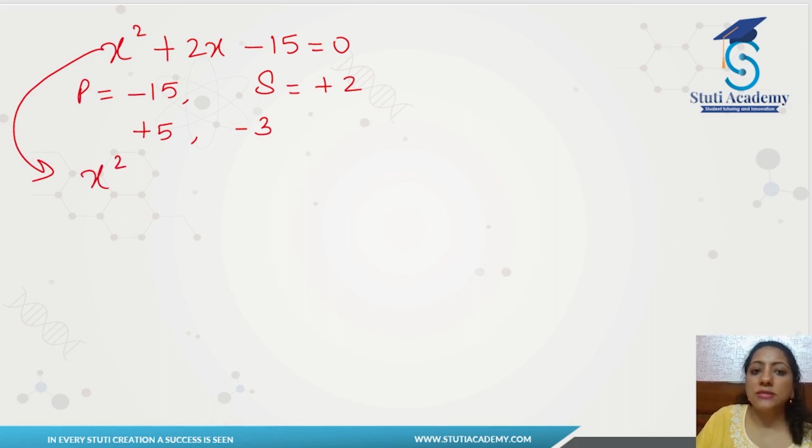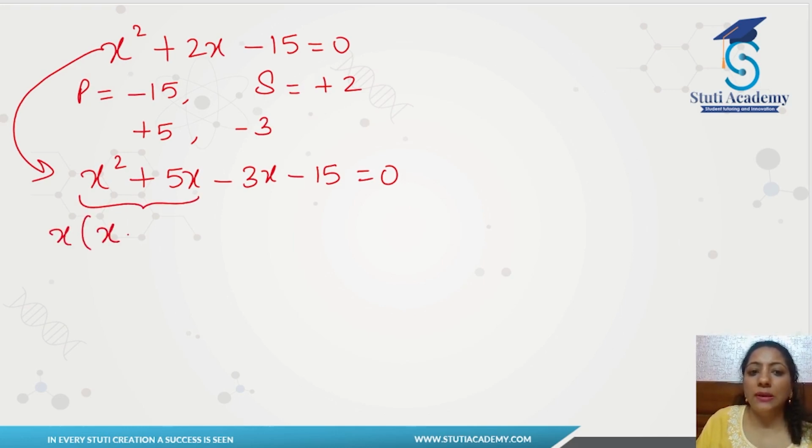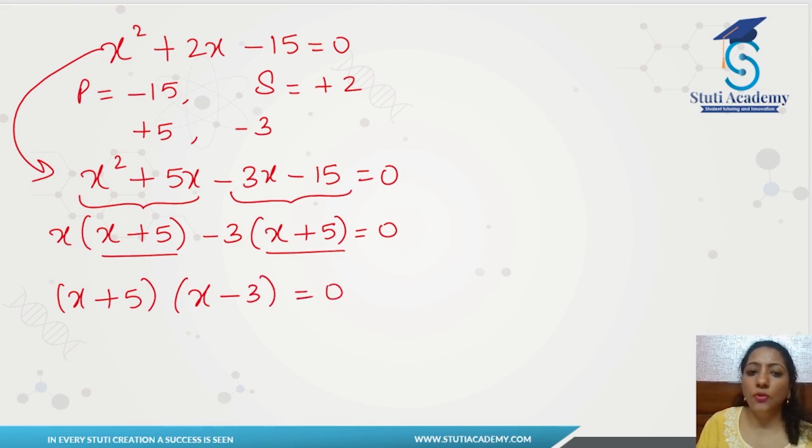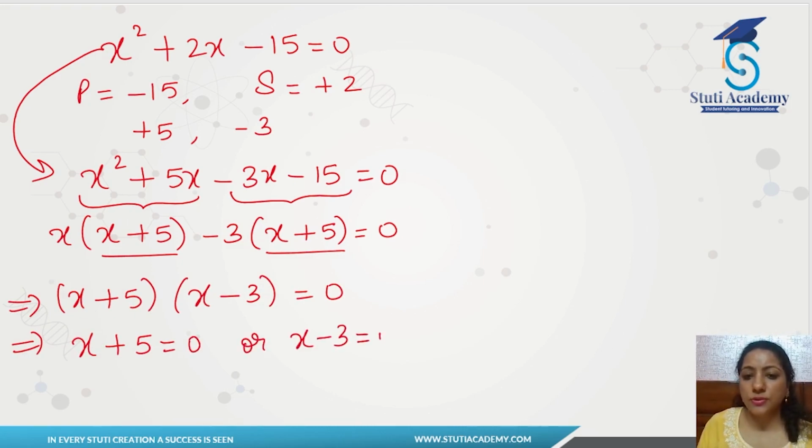So this will give us x square plus 5x minus 3x minus 15 is equal to 0. We have written this 2x as 5x minus 3x. Now from here we can take x common. We'll be left with x plus 5. And we'll take minus 3 common from here. We'll be left with x plus 5. Now here x plus 5 is common. And then we have x minus 3 here equal to 0. From here we can conclude either x plus 5 is equal to 0 or x minus 3 is equal to 0.